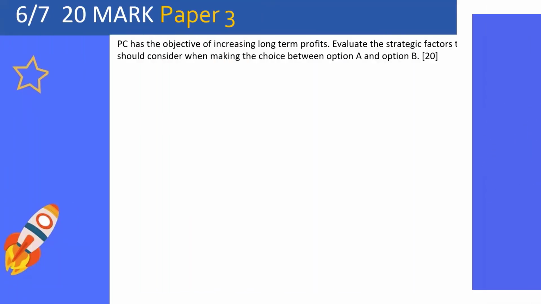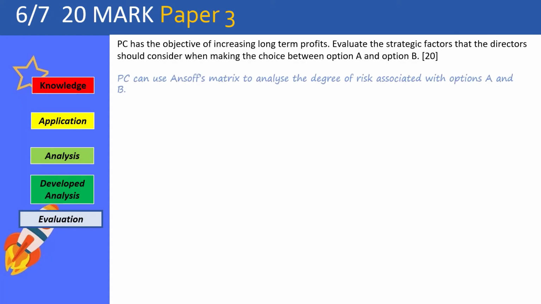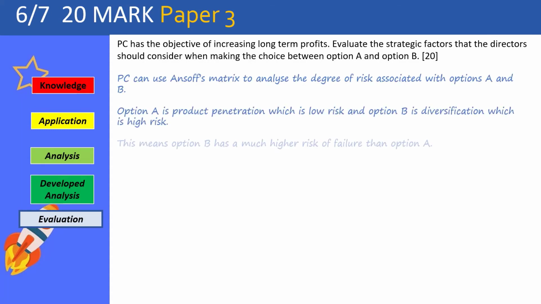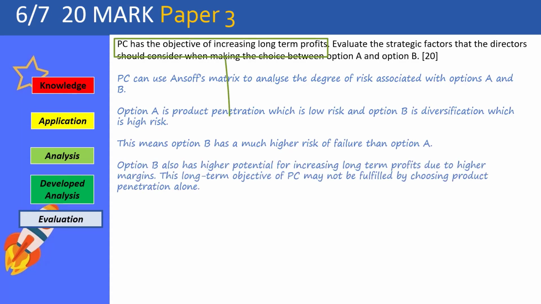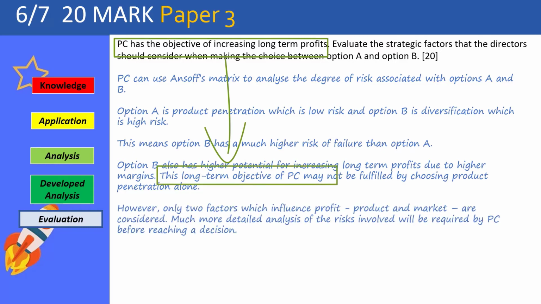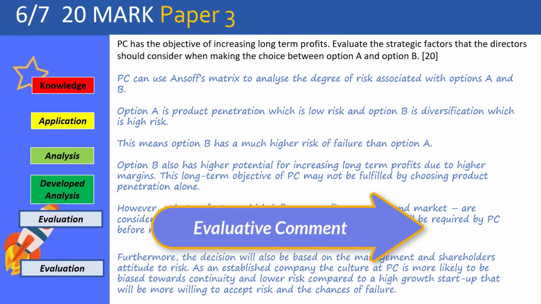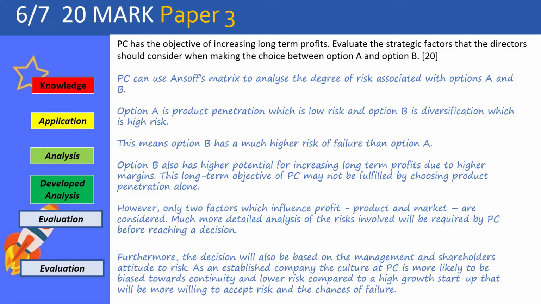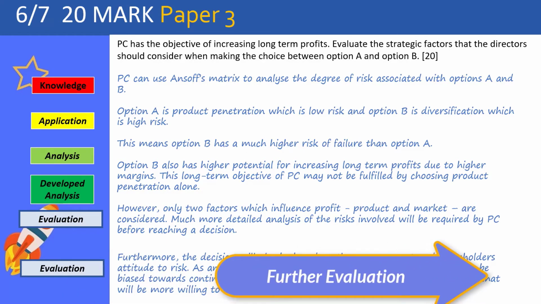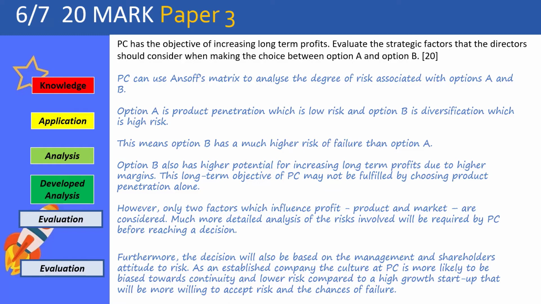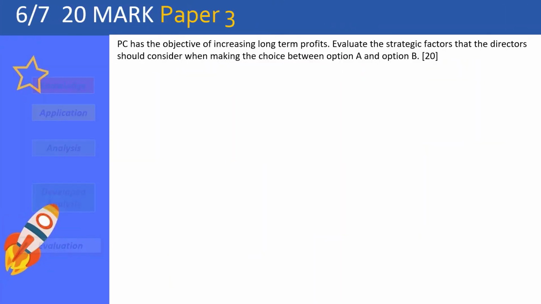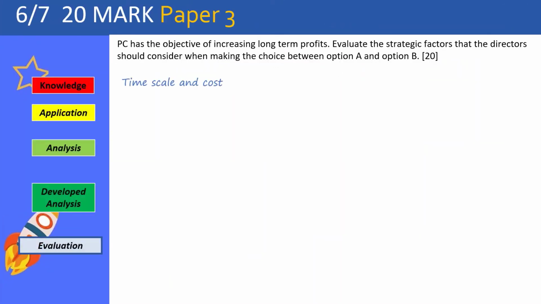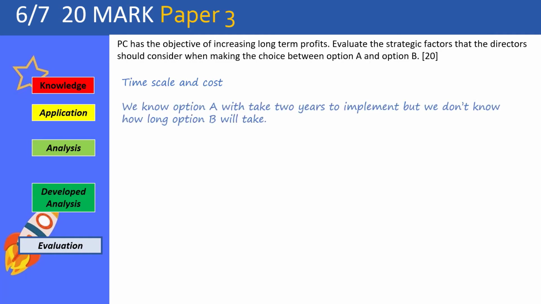We start by examining risk and Ansoff's matrix. Note how we refer our analysis back to the question before an evaluative comment on the limitations of Ansoff's matrix. We can then evaluate further by examining PC's attitude to risk and questioning how this will influence their decision over option A and B. Our next chain of analysis examines the time and cost of both options.